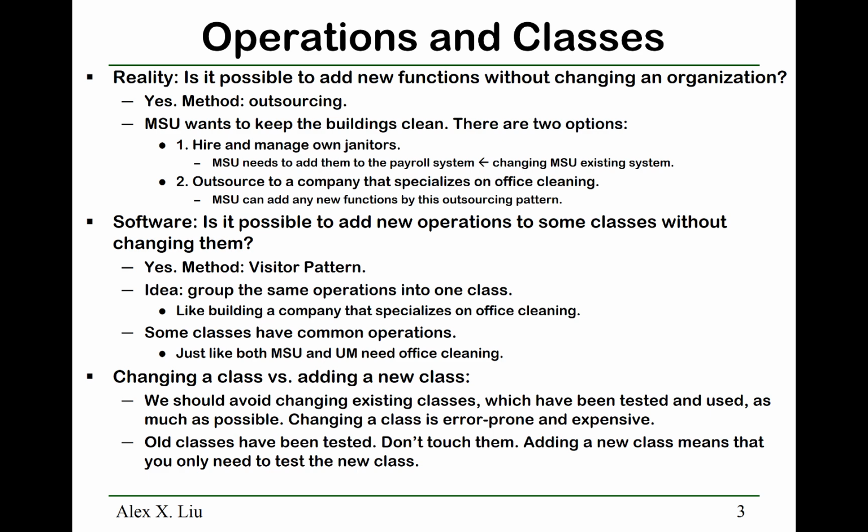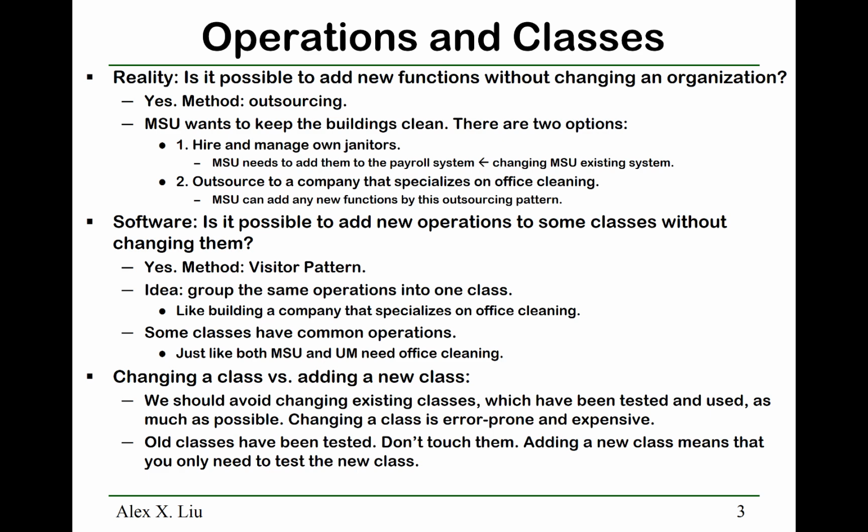For example, MSU has to add these new employees to their payroll systems, and MSU has to hire new managers to manage these employees, and the managers and these employees will form a new department. So, in other words, this solution needs to make changes to the existing MSU system. Another solution is to outsource the room cleaning service to a company that specializes in room cleaning. Here we assume that MSU already has an office that deals with job outsourcing.